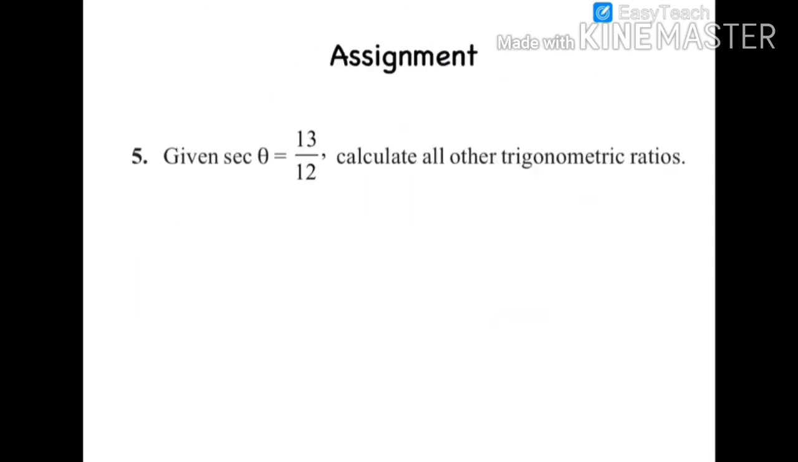With this we come to the end of this video lesson. Question number 5 of this exercise is your assignment. You are given one ratio. Using that you have to find and write down all other trigonometric ratios.